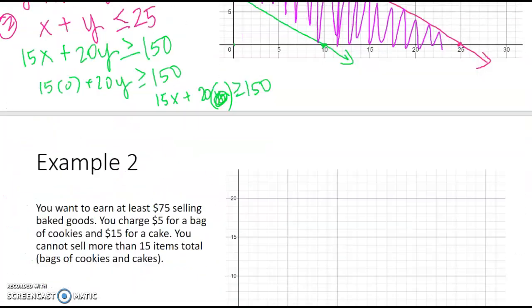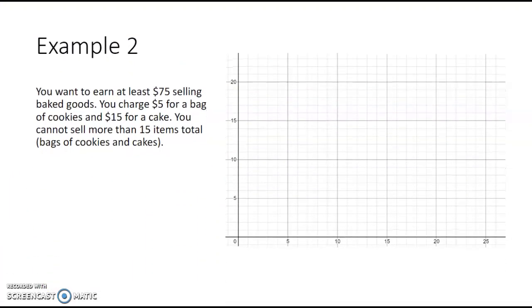All right, let's look at one more example together. For this example, we want to earn at least $75 selling baked goods. We charge $5 for a bag of cookies and $15 for a cake. You cannot sell more than 15 items total, so considering bags of cookies and cakes, we can't sell more than 15 total. So we first, as always, want to define our variables.